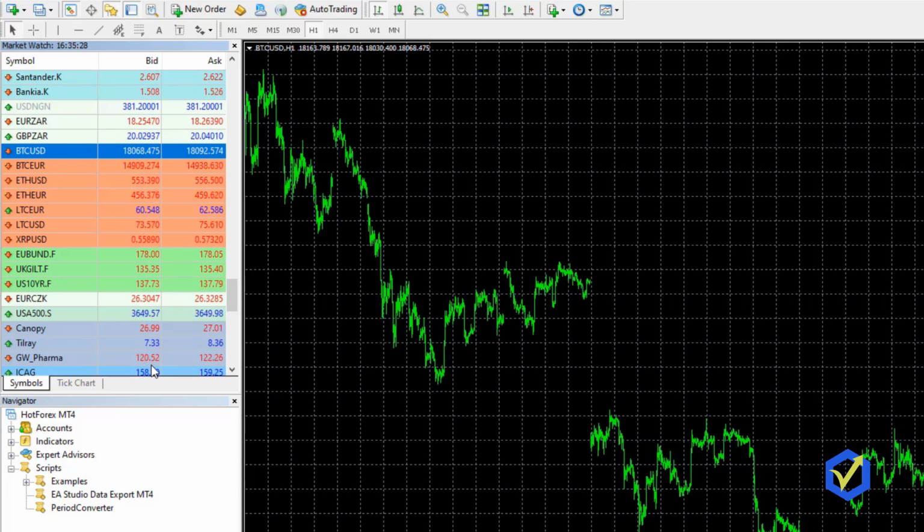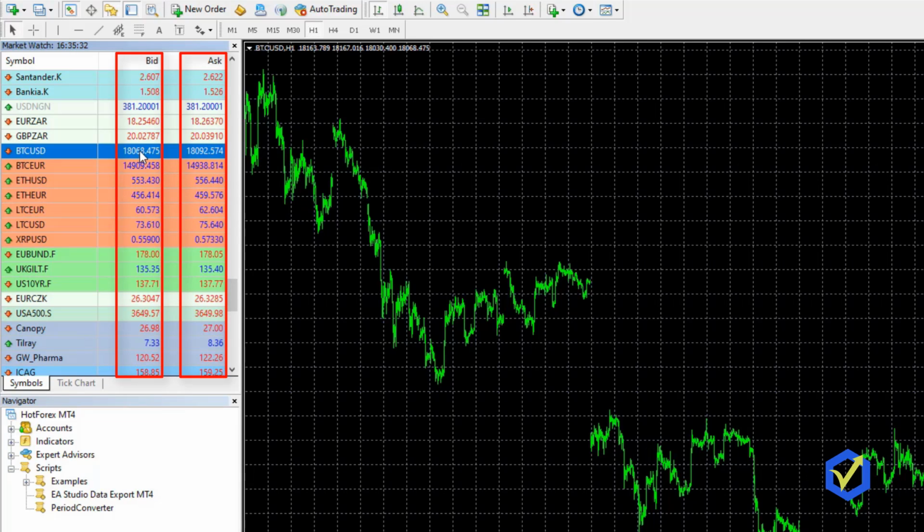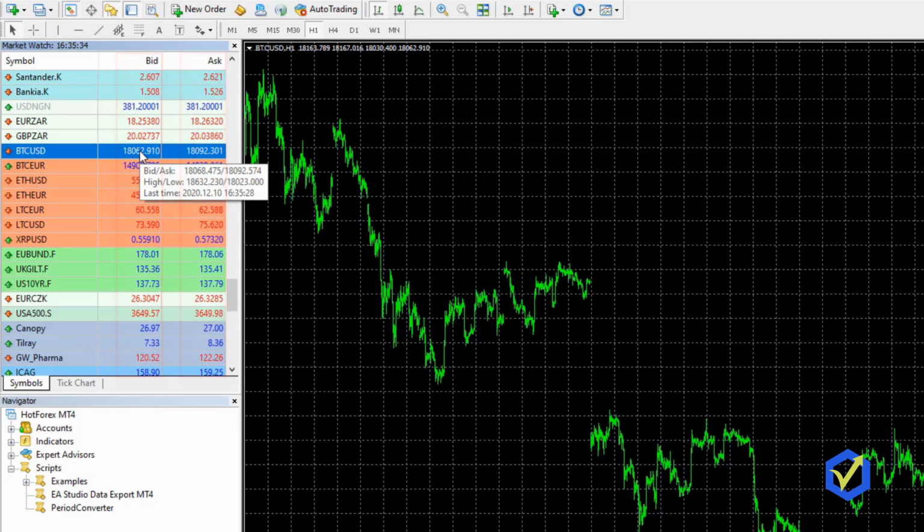Now we have two columns. One is the bid price and the other one is the ask price. Keep in mind that when you buy, you always buy on the ask price, which is the more expensive price, and when you sell, you sell on the bid price. And also when you buy Bitcoin and then you close the position, you will be buying it on the ask price, and then when you close the position, since this is a sell order, you will be closing it on the bid price.